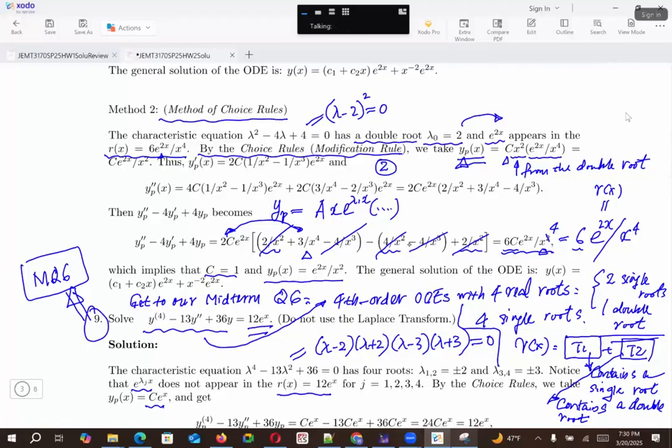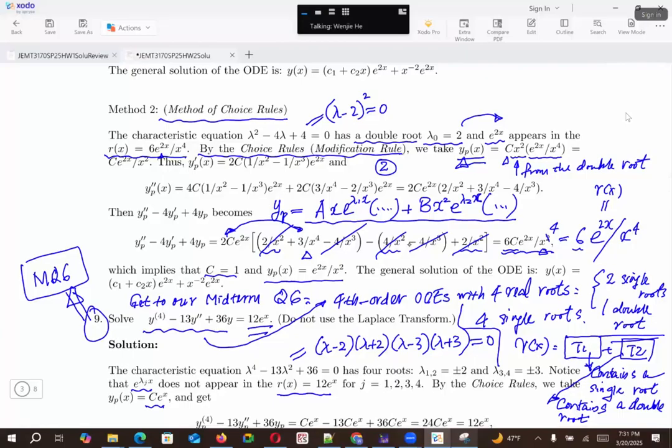Then T2, B, because it's a double root, you may need to use x squared e to the lambda 2x. Right? If you have sine, cosine, something, you need to include that. So that's the way you apply the choice rule.